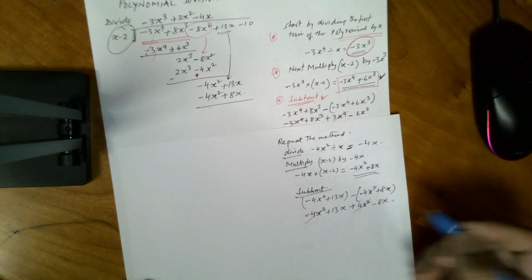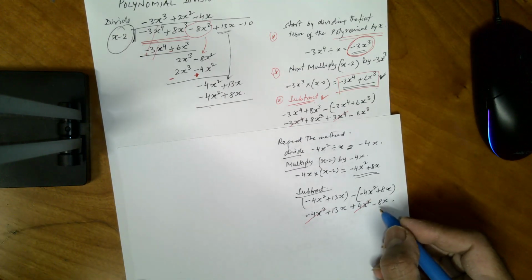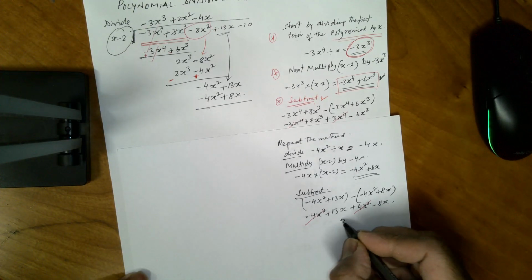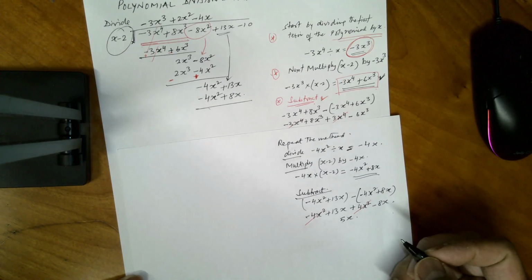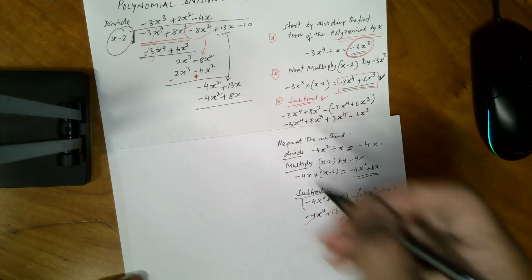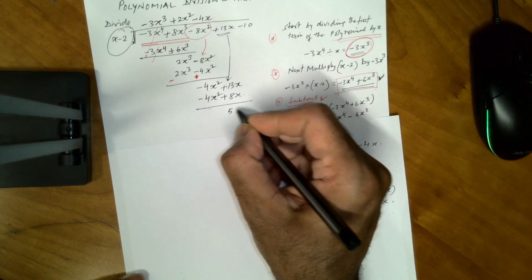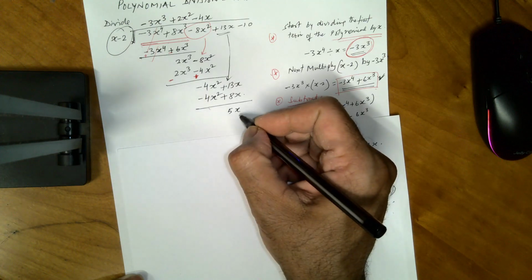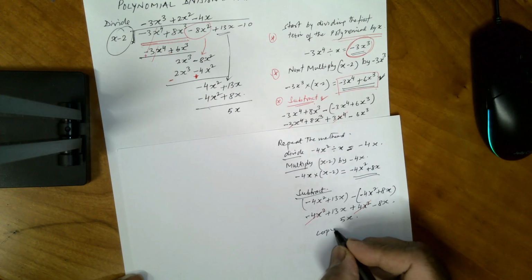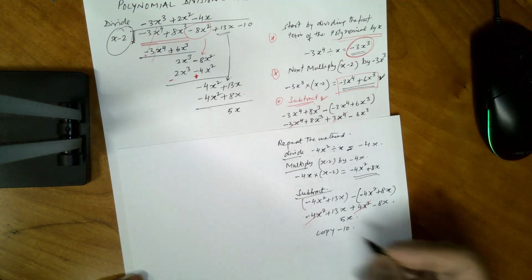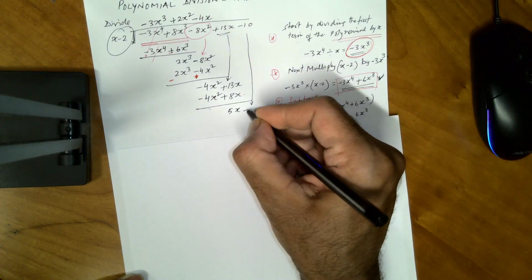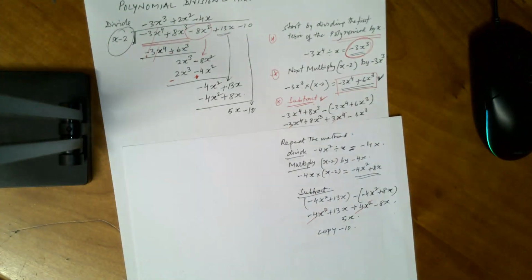So this is gone. This is 13x minus 8x. What are you left with? You're left with 5x. So you know that the 5x will go here. After that, what you will copy, the last bit left, copy minus 10. So again copy minus 10.